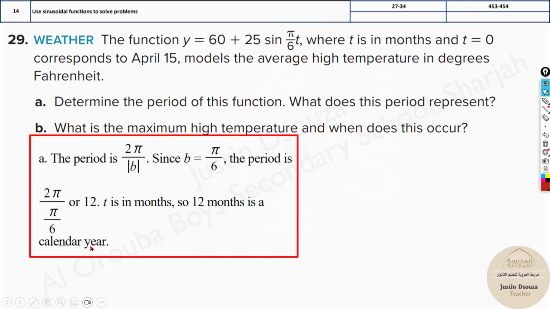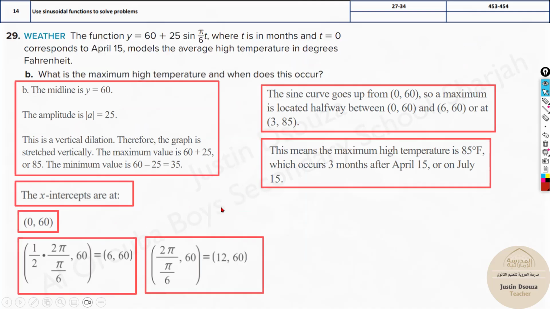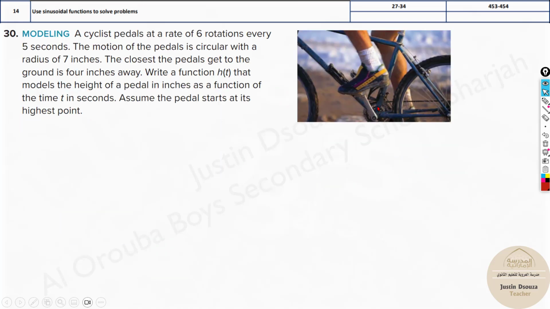Let's go through the sample answers. Here they have told it's 12 months in a calendar year. That is when it starts repeating itself. That is period. And then over here they have used the intercept method, but just try to stick with the table method because in the previous video also I taught you the same method. It's easier. And you can see this means the maximum high temperature, it's 85 degrees Fahrenheit, that's the unit, occurs 3 months after the initial April. That is in July 15 that occurs. That is what it is.